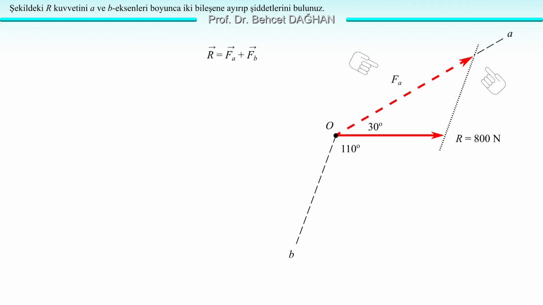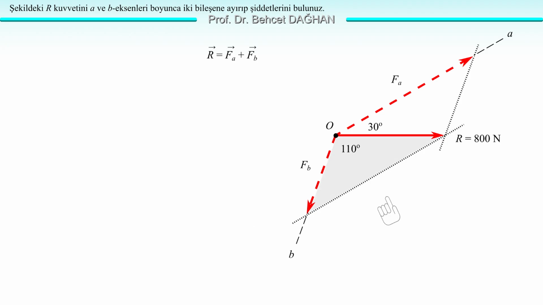Let's obtain component B. From the end of R, we will draw a parallel line to A. The point where the line we drew parallel to A intersects the B-axis is the endpoint of the B component. The force FB is the vector drawn from O to this point. We have resolved it into its components. We have a parallelogram. This parallelogram appears to be composed of two triangles.